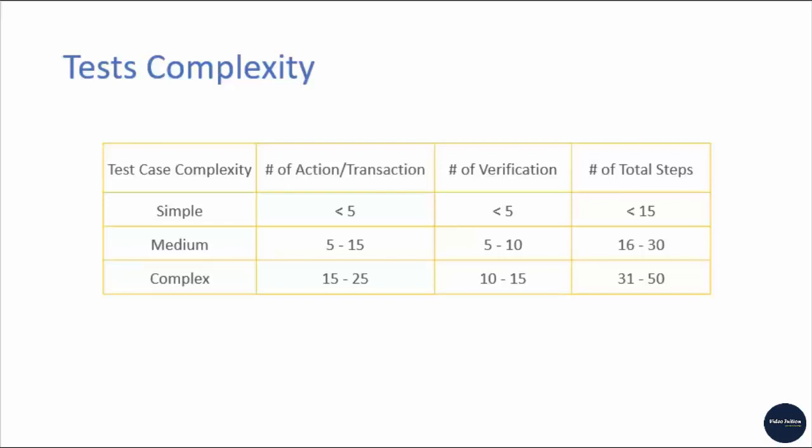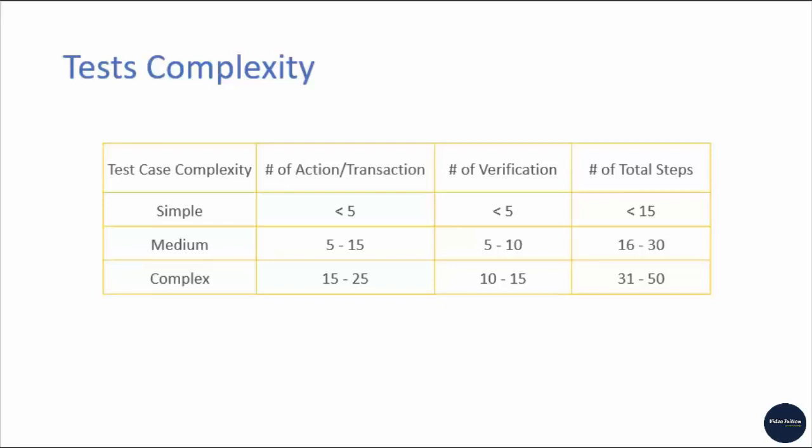Now moving on to the medium and the complex ones, which again vary by category. For example, in medium we should have the number of transactions or actions involved from 5 to 15, the number of verification points should be from 5 to 10, and the total number of steps in a given test case should be between 16 and 30.